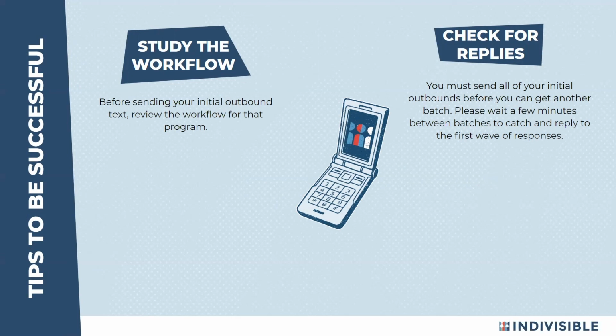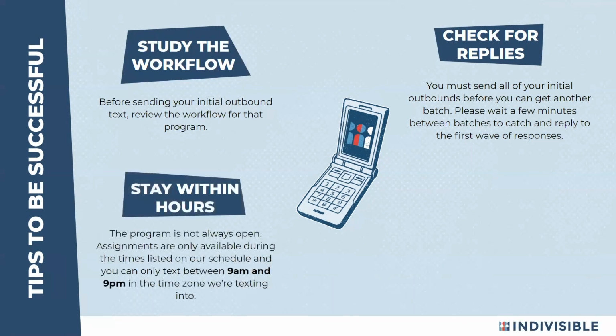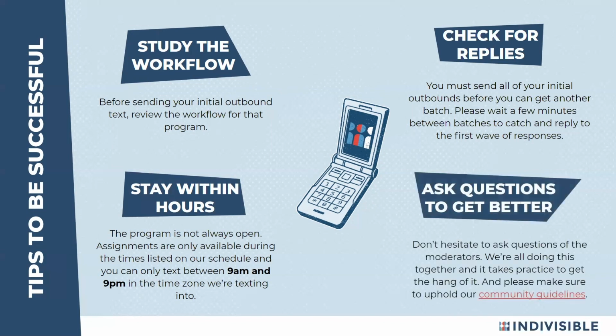Next, keep in mind that the program is not always open. Assignments are only available during the times listed in our texting schedule. We try our best to accommodate different times, but please note we cannot give assignments outside of the hours listed in our schedule. Also, TextOut itself only allows text messages to be sent between 9 a.m. and 9 p.m. in the time zone we're texting into. So if you have any responses outside of those hours, please make sure to check in the following day as soon as possible to respond to any voters who may have texted overnight.